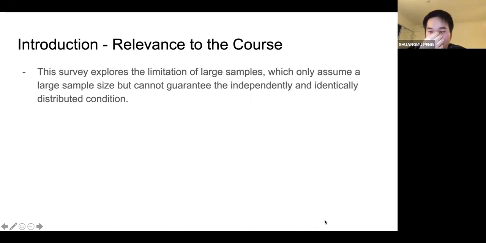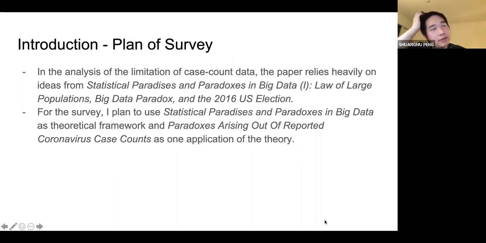Here's the plan of my survey. In the analysis of limitation of case count data, the paper Paradoxes arising out of reported coronavirus case counts relies heavily on ideas from Statistical Paradises and Paradoxes in Big Data. For example, in the estimation of the error between the proportion of positive tests in N tests and the true proportion of positive patients in the population, Walter Dempsey used the ideas like the product of data quality, data quantity, and the problem difficulty in his estimation.